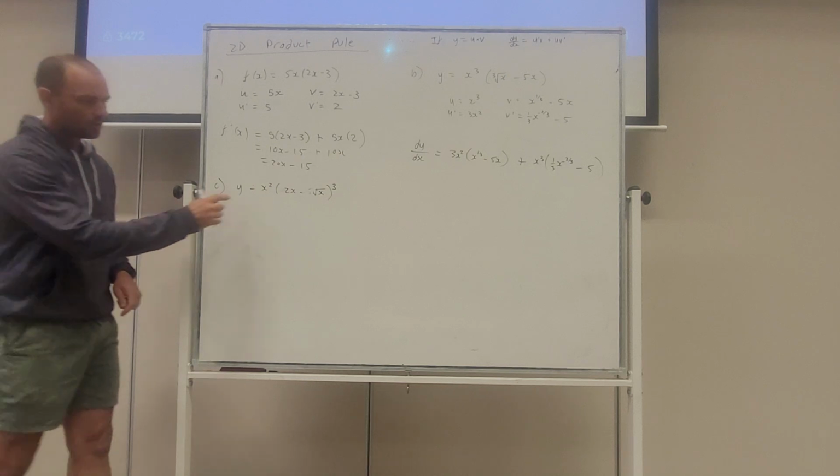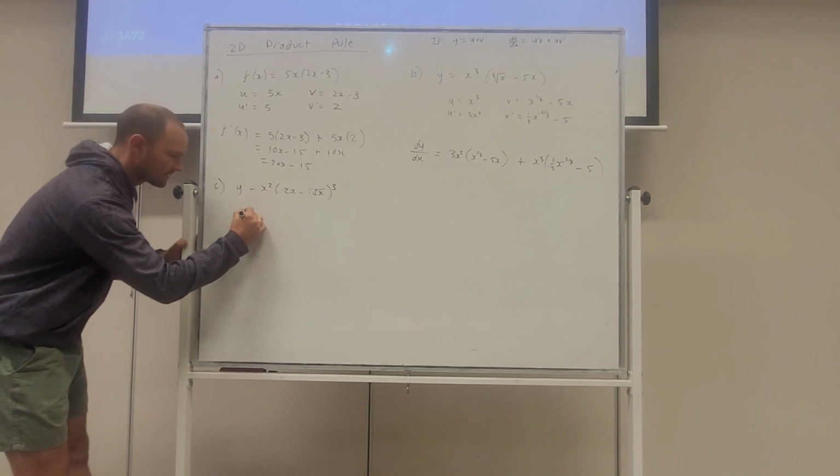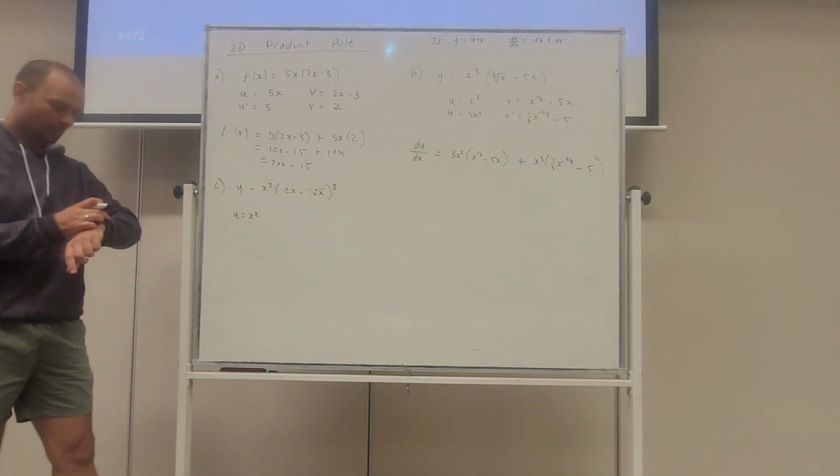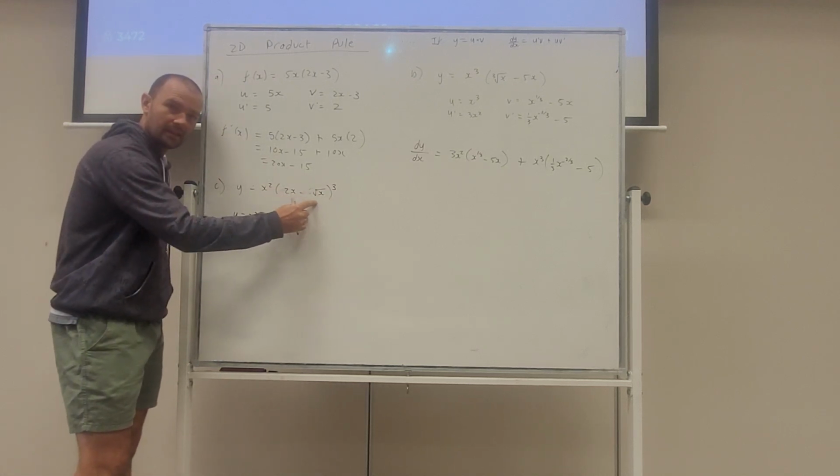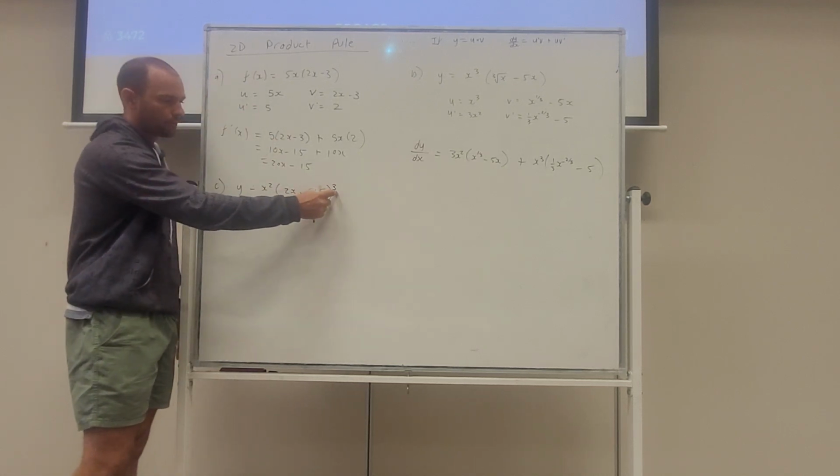All right, u is going to be x squared, and v is going to be this whole component here, including the power of 3 on it.